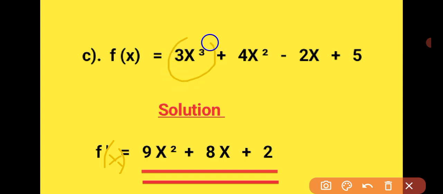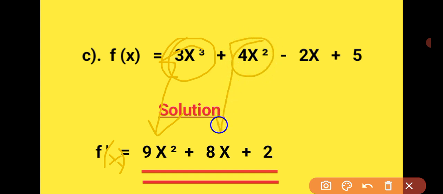What we do when we come up in the C here, we shall derive 3x cubed. When we derive, we bring the power down, we multiply it by the coefficient to get 9x squared. Then when we differentiate 4x squared, we shall get 8x. This one also, when we differentiate 2x, we shall get negative 2. So here will be negative 2.